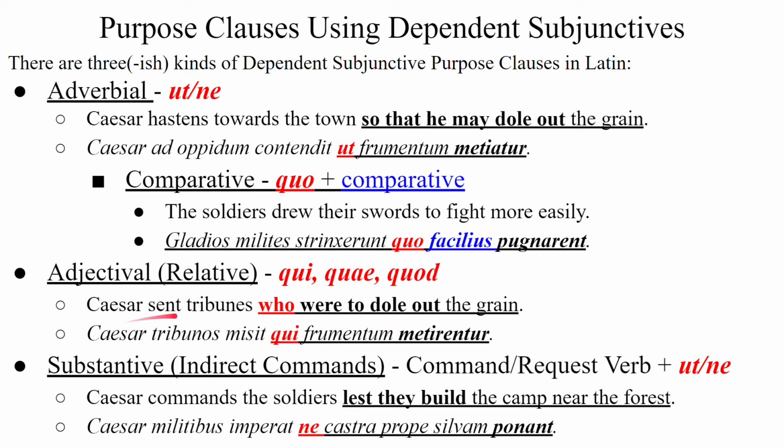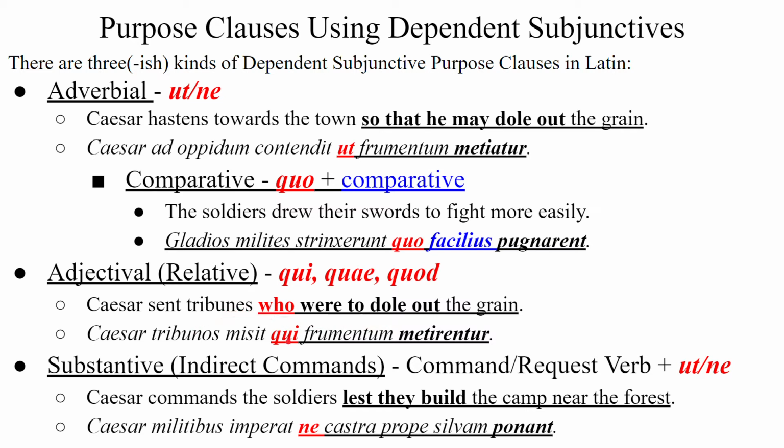So, Caesar tribunos misit, qui frumentum metirentur. So, Caesar sent tribunes. Why did he do that? Well, so that they might measure out, dole out the grain. So instead of ut, introducing an adverbial clause, this purpose clause right here is actually giving the purpose of the antecedent.